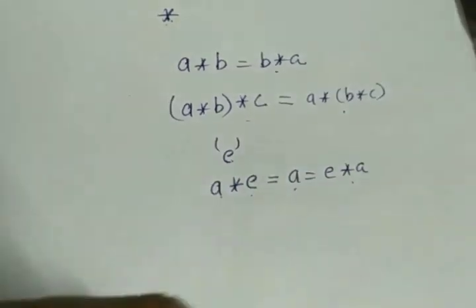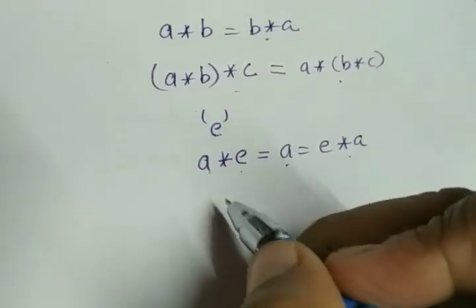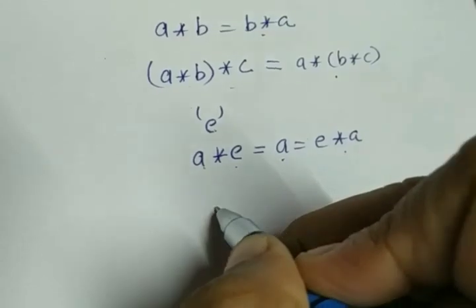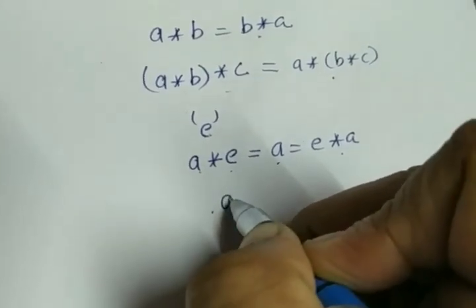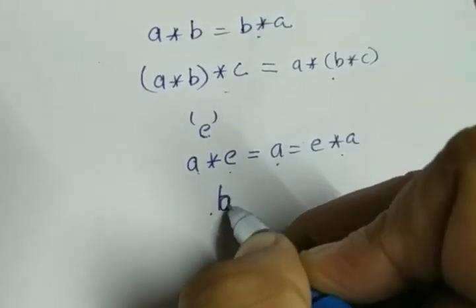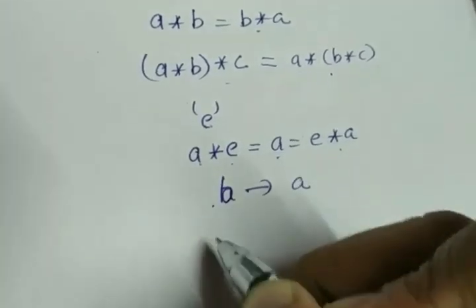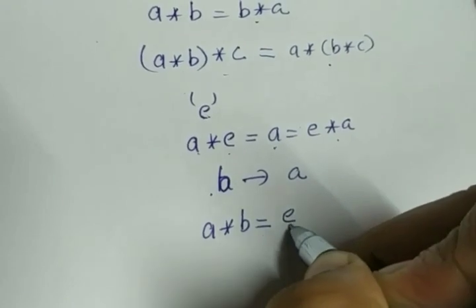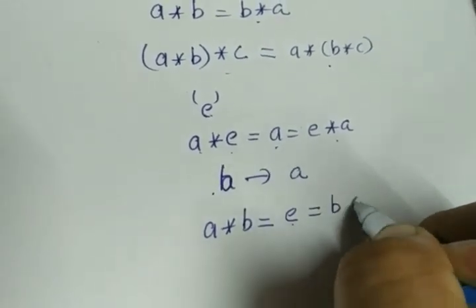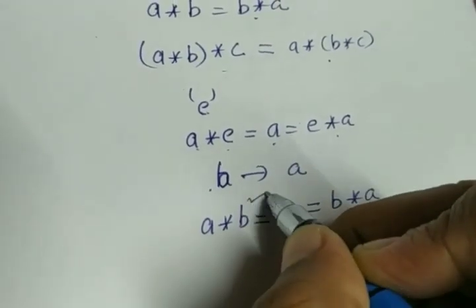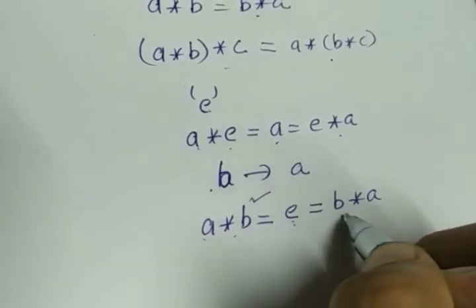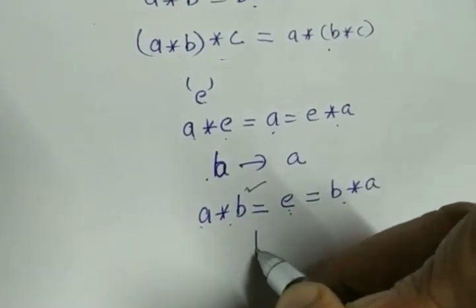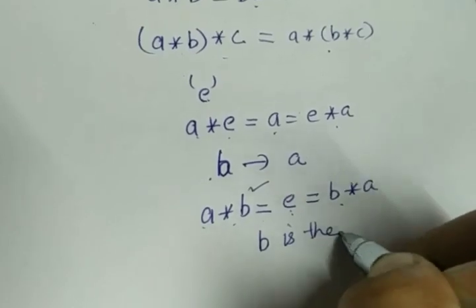Okay. Again, we found out the inverse. To find the inverse, we will take the inverse as a dash or b. Let b be the inverse of a. Then, if we are getting the condition a star b equal to e, the identity element, equal to b star a, then we can say that b is the inverse of a.